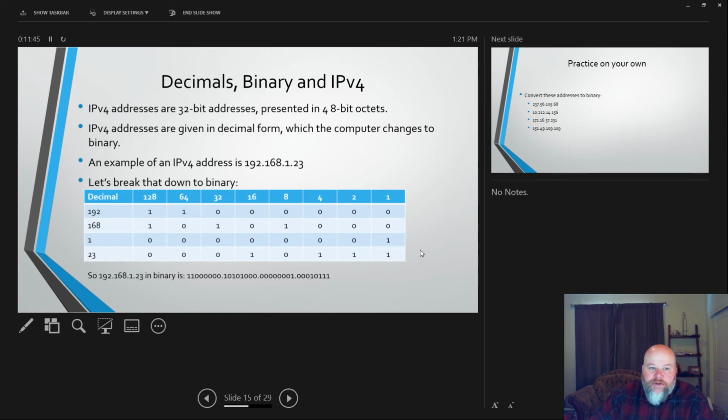Remainder of 0. So this string, when we put these all in a row, is our binary representation of that 32-bit address: 11000000 10101000 00000001 00010111. That binary string is your representation of this IP address.